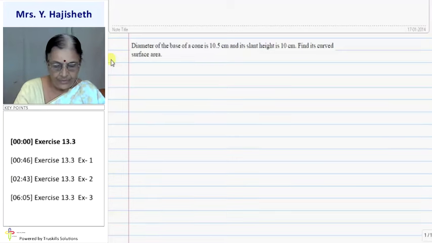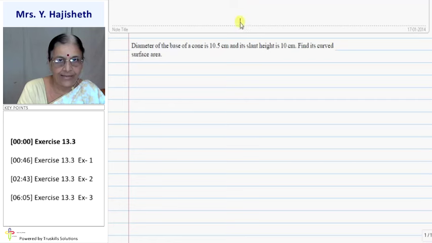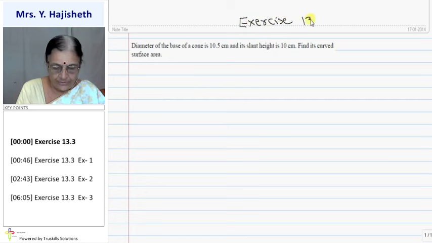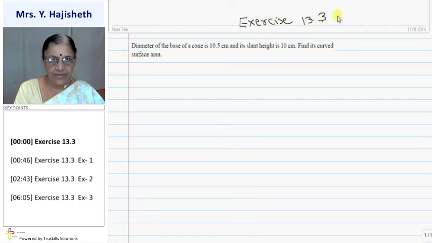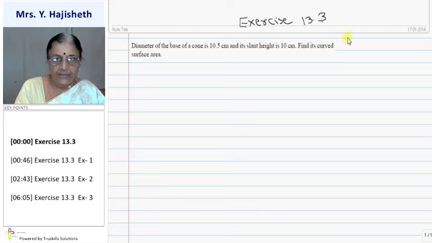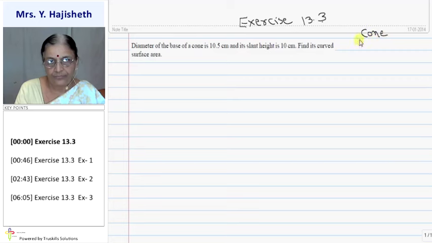Now see, we are going to start sums based on curved surface area and total surface area of cone, and that is nothing but exercise 13.3. It is sums based on surface area and curved surface area of cone. This exercise is based on cone. Only surface area and curved surface area.